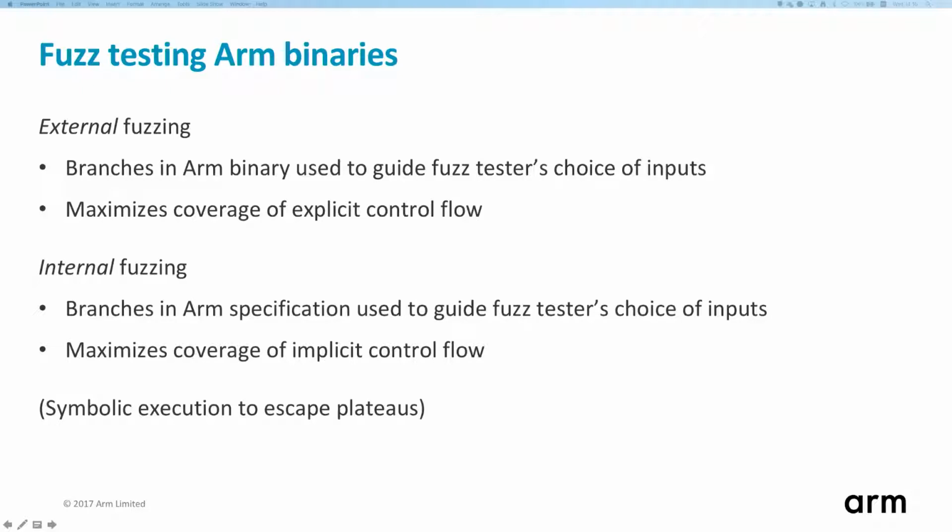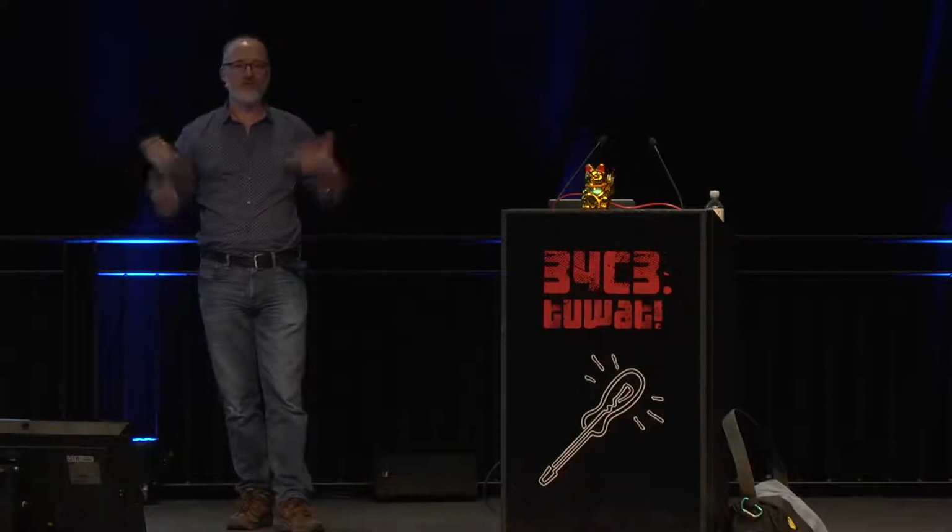So what we did, though, when we did this with the specification was we actually monitored branches not just in the binary that we were analyzing, but also in the specification. And what this gave us was basically, suppose the binary you're analyzing is just straight line code. There's no branches in it at all. Then there's nothing really for your fuzzer to work with, right?